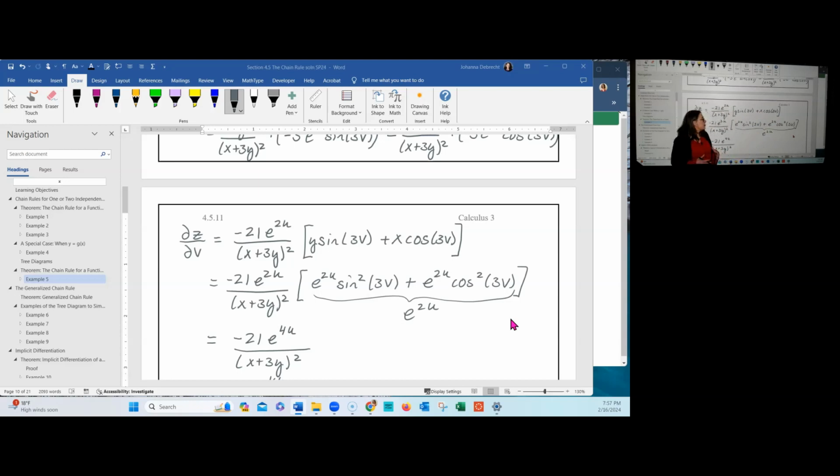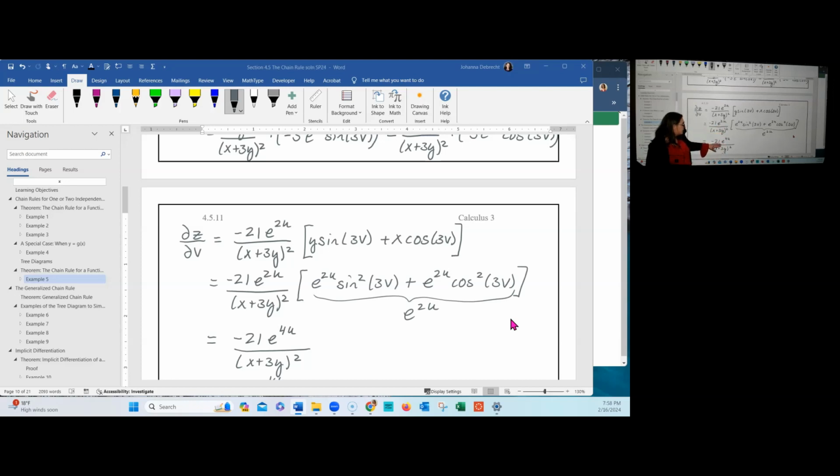Again, if we replace the value of x and y in the brackets, we can get simplification. When we do this, we find that we get a Pythagorean identity of sine squared of 3v plus cosine squared of 3v, all multiplied by e to the 2u. The e to the 2u that results from the brackets gets multiplied by the e to the 2u common factor on the outside, giving us e to the 4u.